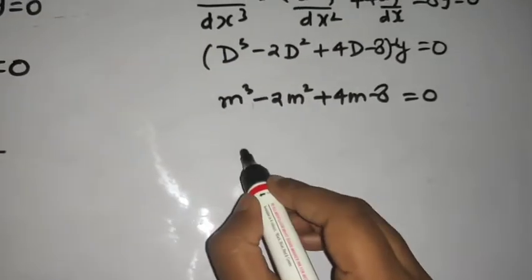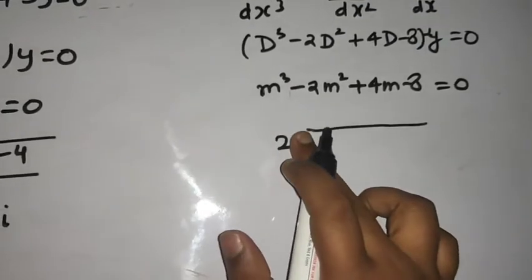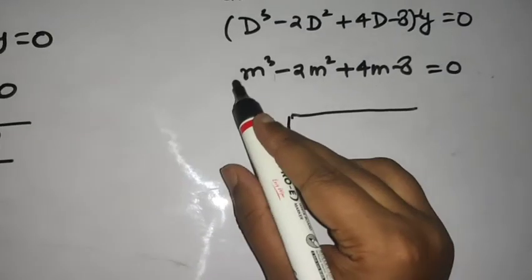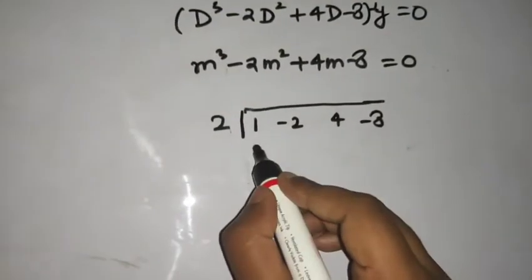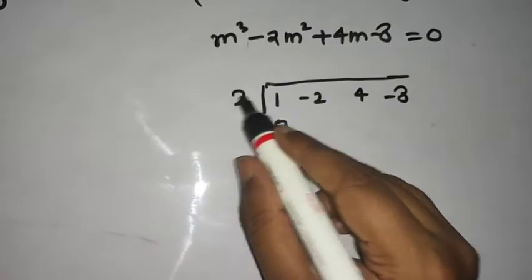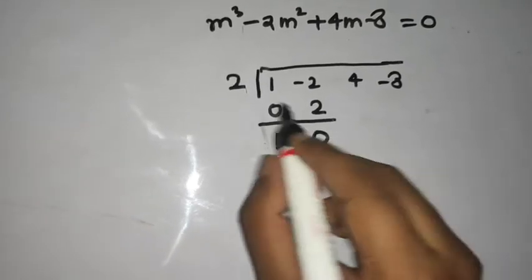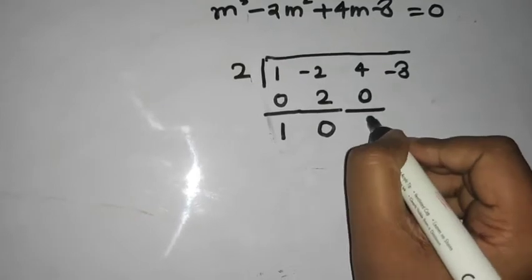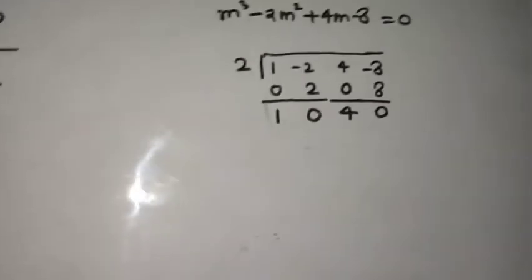So there is one trick. Write the first root here, and write the coefficients: 1, minus 2, 4 and minus 8. Bring 1 down, multiply with 2, so you're getting 2. Now you're getting 0. Multiply this 0 with 2, you are getting 0. Add, you are getting 4. 4 into 2 is 8, and the remainder is 0. Now your cubic equation has been converted into a quadratic.